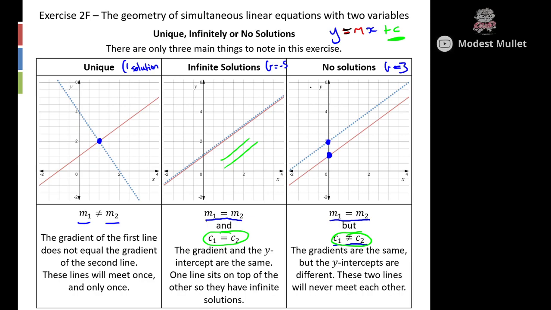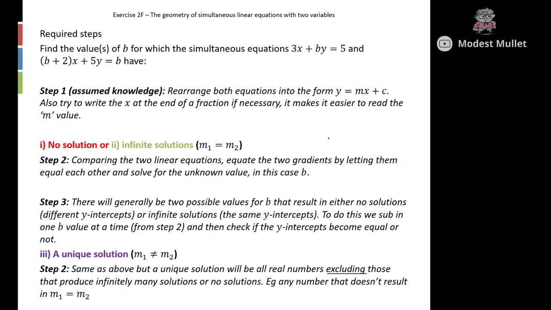So let's look at how we can find the value of b rather than just sticking it in Desmos and playing with the slider. How can we actually find these numbers algebraically that give us either when the gradients are completely different, or the gradients are the same and they overlap when they have the same y-intercept, or they never touch because they have different y-intercepts? So these are the steps we roll through. And here's that example back that I started with.